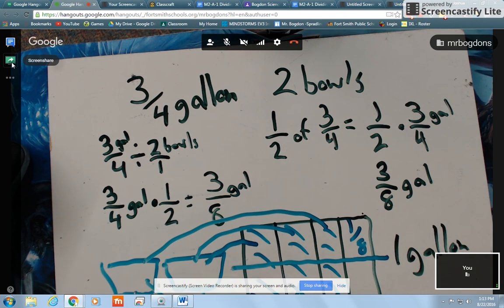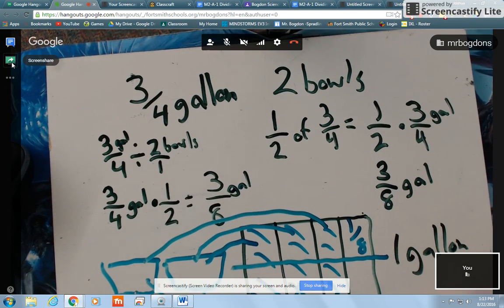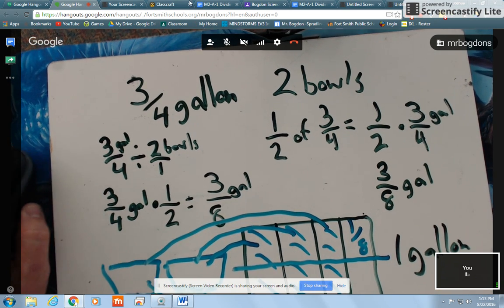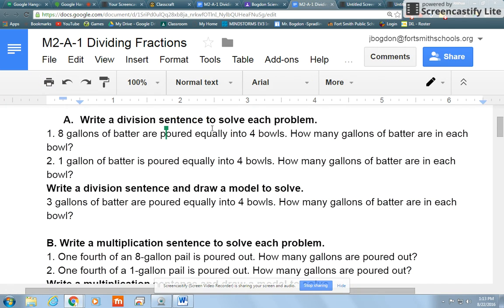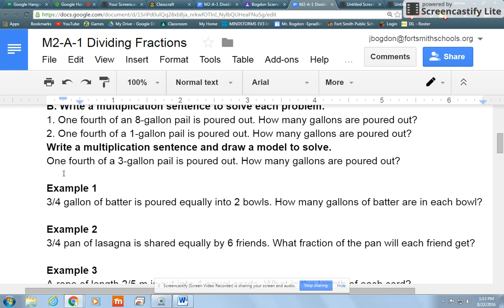So I use multiplication, and I said I take some fraction of what I have to share, or I use division and say I'm taking what I have and I'm cutting it into separate pieces, however many divisions. So what I want us to do now is I want you to try to do number 2. Look at 3/4 pan of lasagna is shared equally by 6 friends. What fraction of the pan will each friend get?